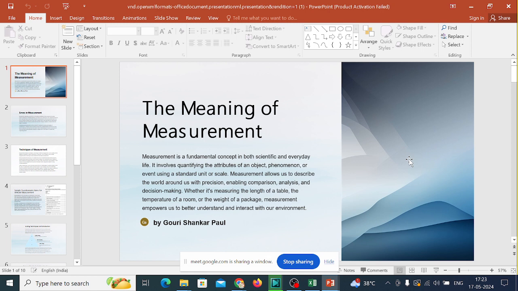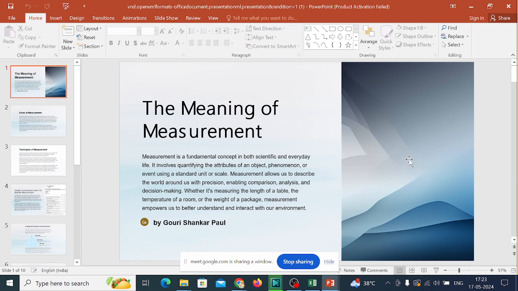The meaning of measurement. In unit 3, we are going to read about measurement, types of measurement, effects of measurement, and all of that. What is measurement all about? Simply, measurement is a fundamental concept which involves the attributes of an object or phenomena using a scale or unit.